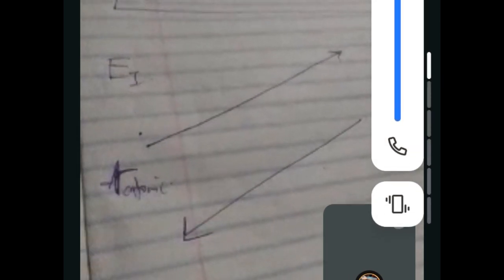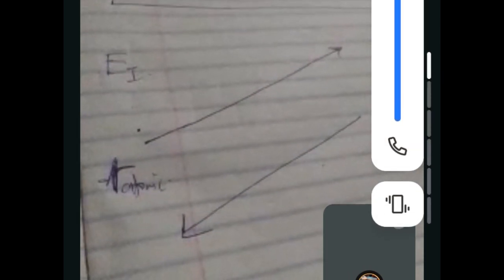Electron affinity is the energy evolved or absorbed when an atom gains an electron in its gaseous state. It is known as electron affinity, EA. It works the same way as ionization energy: it increases the way ionization energy increases, and it decreases the way it decreases.